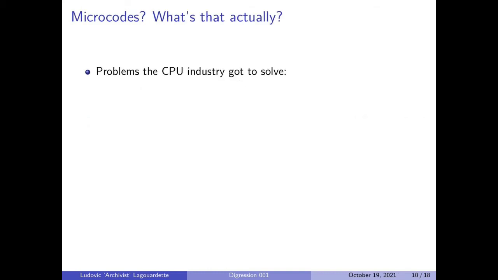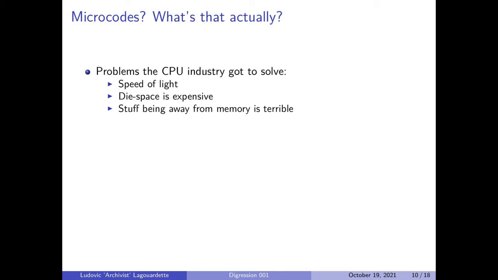But wait, what are those microcodes? Well, the CPU industry got problems to solve. The speed of light, as we saw, is very annoying. The die space is very expensive. And stuff being away from memory, like your memory being physically at a certain distance from whatever is doing your computations, is also terrible.